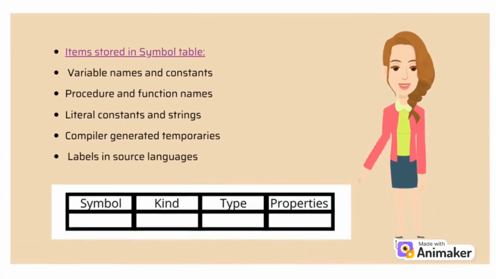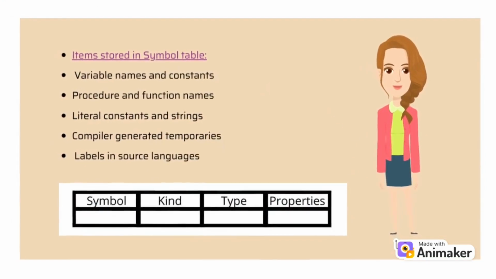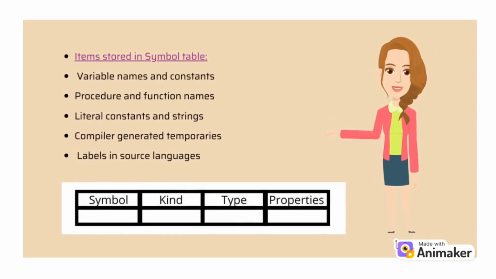Let us have a look at the format of symbol table. A symbol table is simply a table, which can be either linear or a hash table. Each item in the symbol table has properties like name, kind, type, and others, as given below. These symbol table entries are created by the analysis phase and used by the synthesis phase.